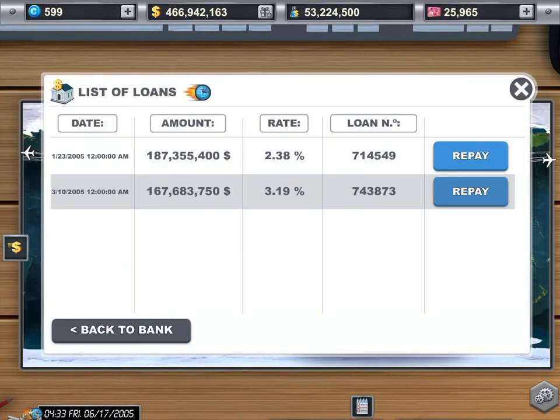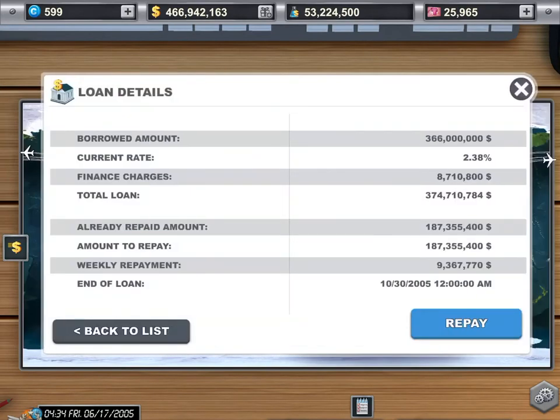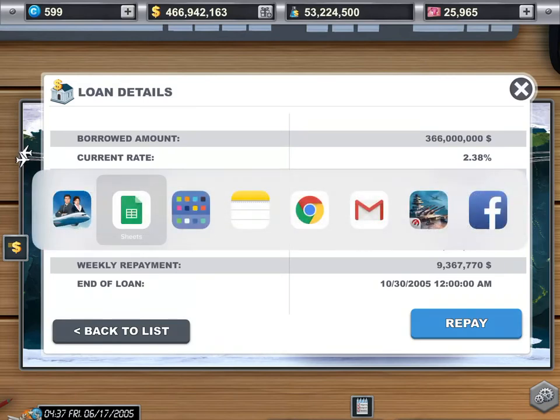The oldest one is this first one, from January 23rd of 2005. If I click the repay, I can look at some of the details here. The important things to note are how much it costs me every week to service this loan, which is the weekly repayment number, 9.4 million. And then how much is left on the loan, how much I have not paid off yet, which is the third line from the bottom here, 187.4 million.